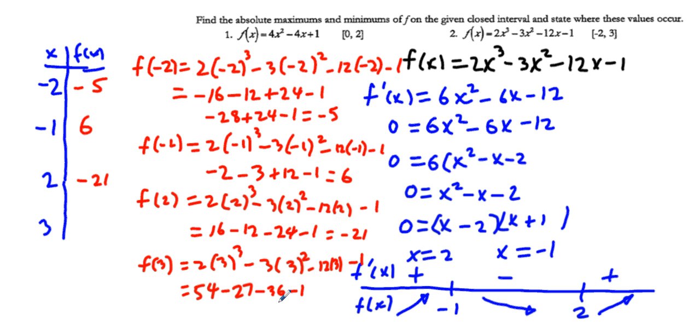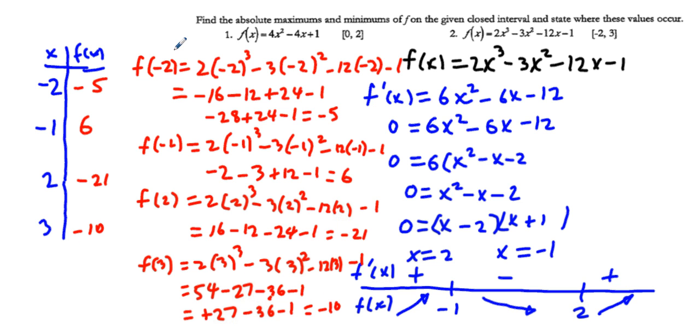and then minus 1, so 54 minus 27 equals 27, minus 36, minus 1. So 27 minus 36, that's -9, minus 1 is -10.